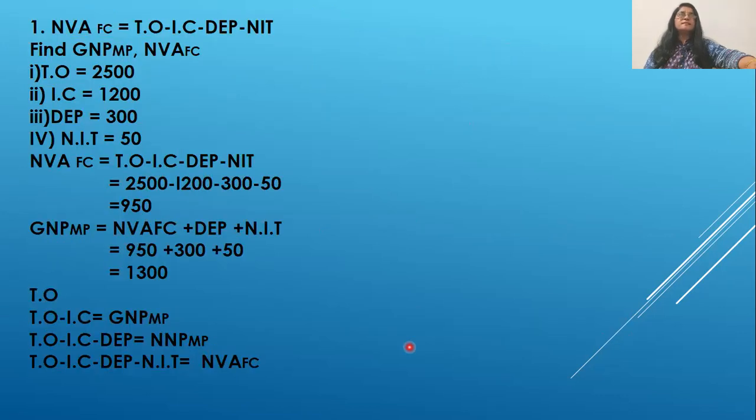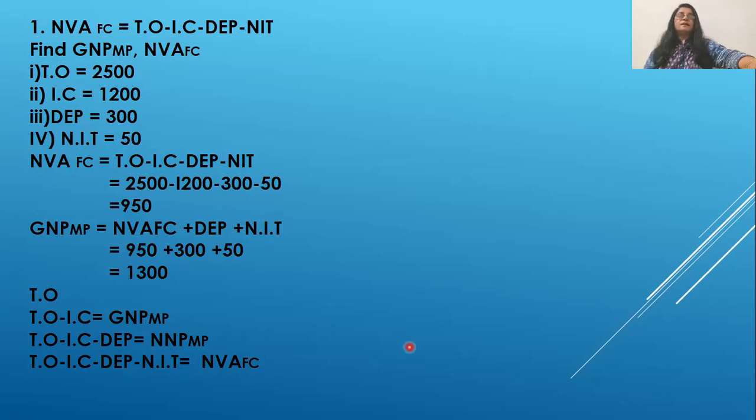So now see, this is the numerical part of NVAFC. How do we have to calculate NVAFC? See, now I have written in short form only. TO means total output, IC intermediate consumption, DEP depreciation, and net indirect tax. Net indirect tax is actually the difference between indirect tax and subsidy. When we deduct subsidy from indirect tax, we get net indirect tax.